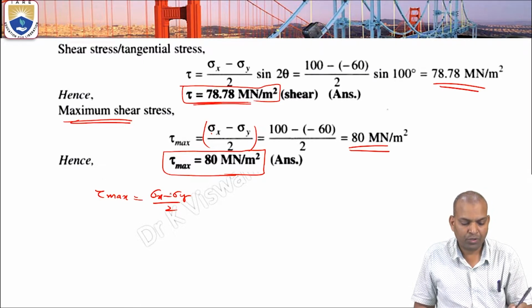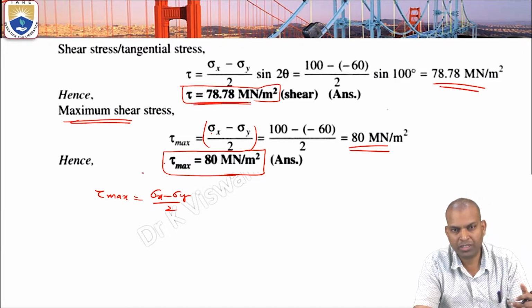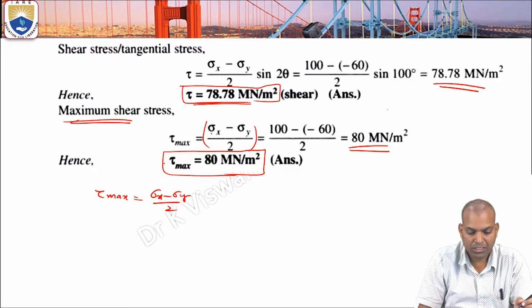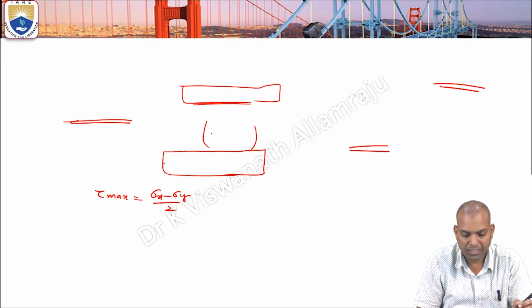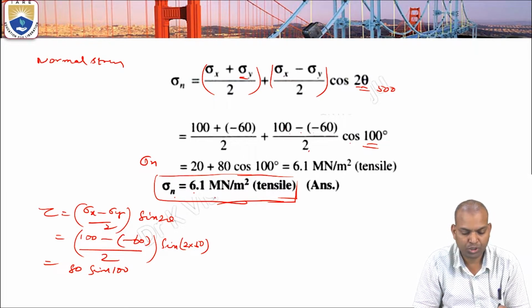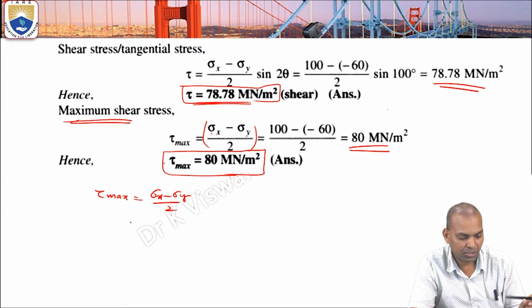How can we know whether this value is right or wrong? The maximum shear stress is always larger than the value of the tangential stress or shear stress. Now these three objectives are calculated, and one more thing: sigma n equals 6.1 megapascals.